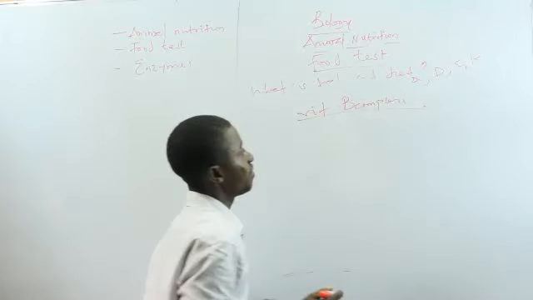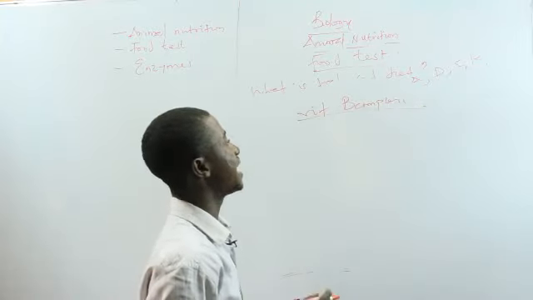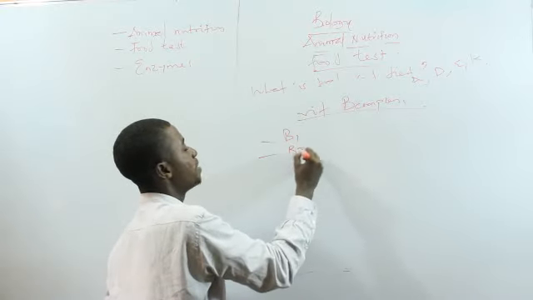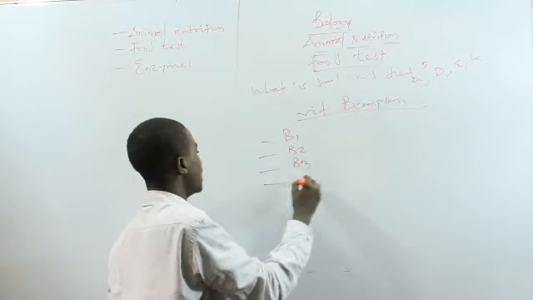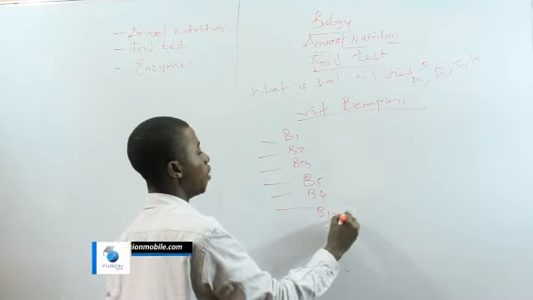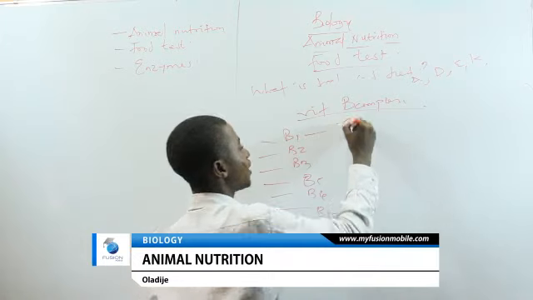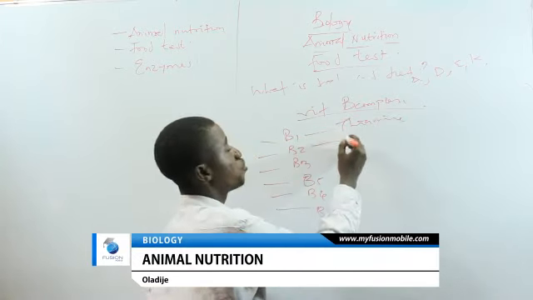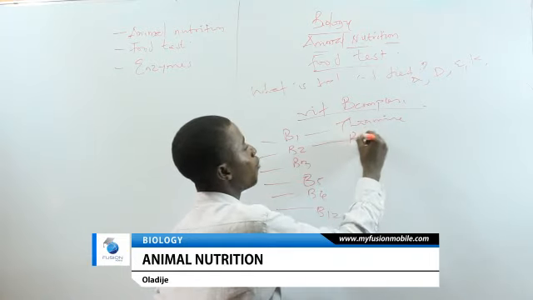Vitamin B complex. Now the vitamin B complex are divided into many forms, and we'll be looking at them. We have vitamin B1, B2, B3, B5, B6, B12. Vitamin B1 is called thiamine. Vitamin B2 is called riboflavin.